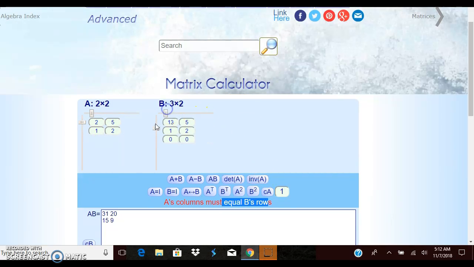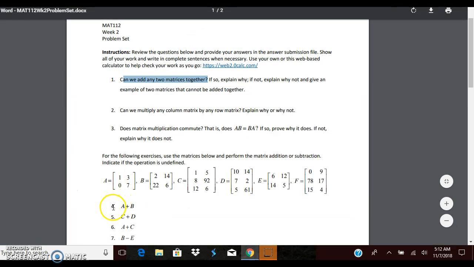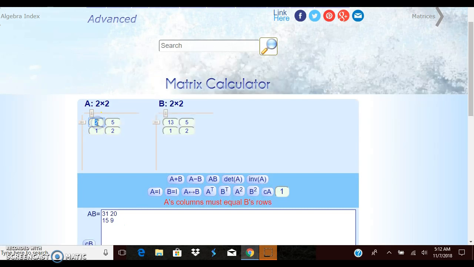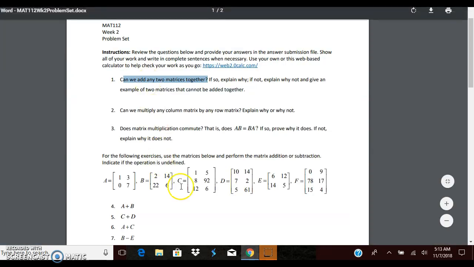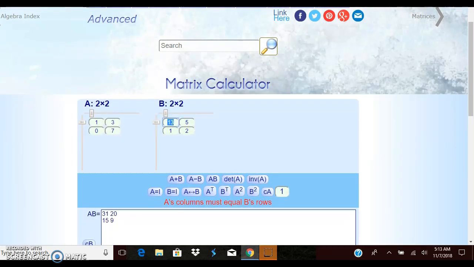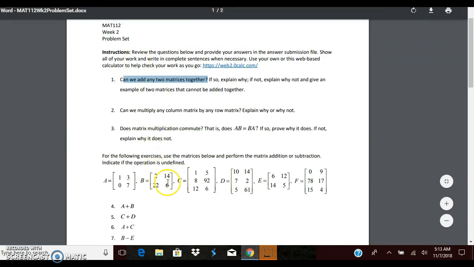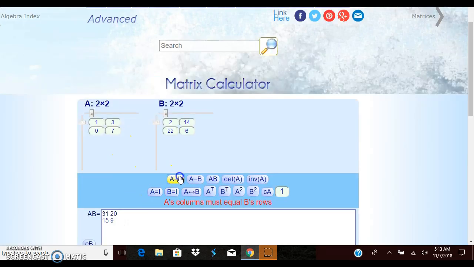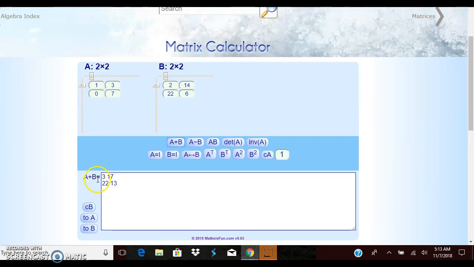So that's just an example of a way to double check yourself, giving yourself an example while you're doing those. When we come down here and they want me to add A plus B, A is 1, 3, 0, 7, so I'm going to come in here. I have 1, 3, 0, 7, and B is 2, 14, 22, 6. I want to add those together, and this tells me it's the matrix 3, 17, 22, 13.